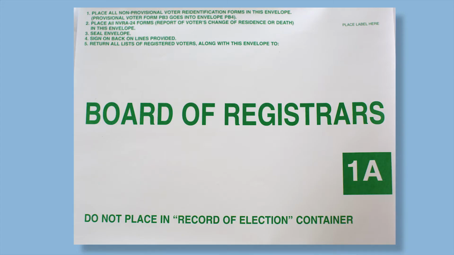Once the verification is filled out, make sure you wrote down the name of the registrar you spoke with. And on the back of the form, there is a box that says verification of voter. You must list the name of the registrar that authorized that process. Place that in your Board of Registrars envelope, which is the only envelope with green print on the exterior, so that it can be returned to the registrars after the election.